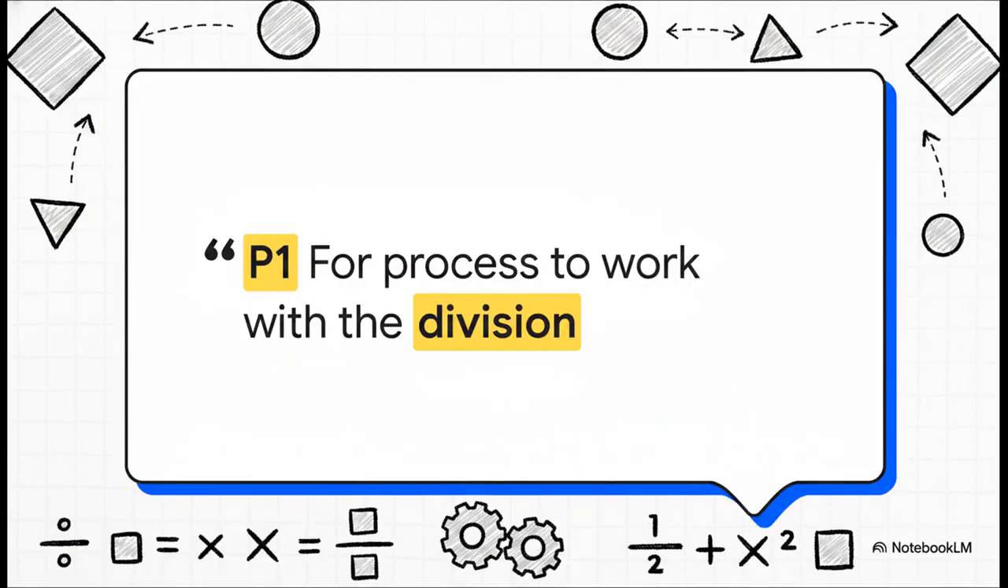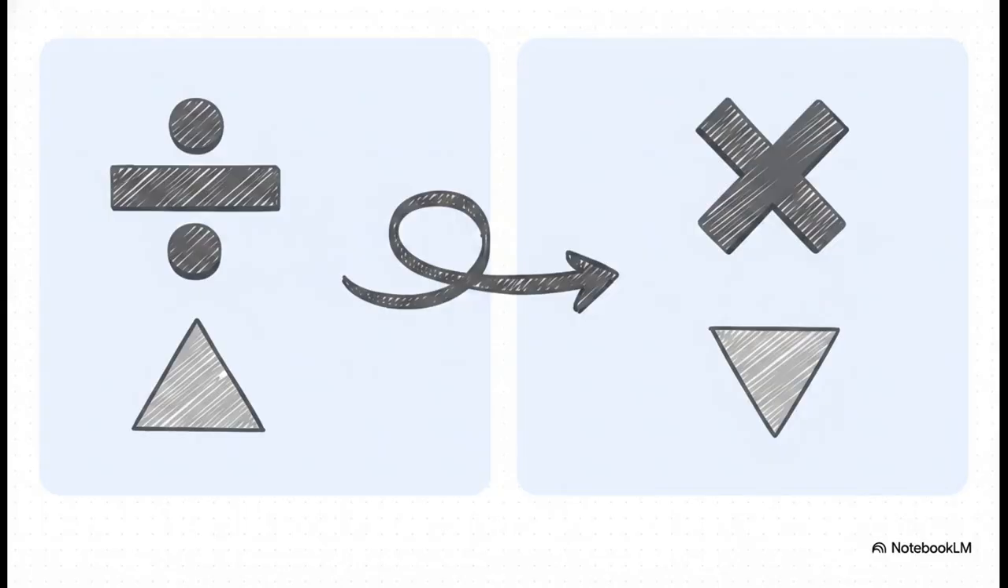With mark 1 in the bag, we roll right into the second requirement. The exact wording here is, quote, P1 for process to work with the division. Now that our terms are cleanly factorized, we have to deal with that big division sign sitting right in the middle of everything. Working with algebraic divisions directly is, well, it's messy. The examiners just want to see that you know the standard trick for handling it. Let's see exactly what that looks like.